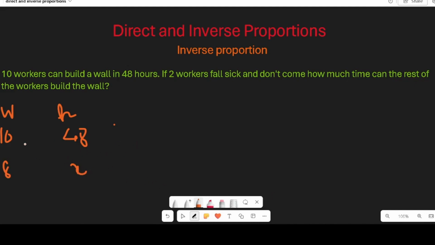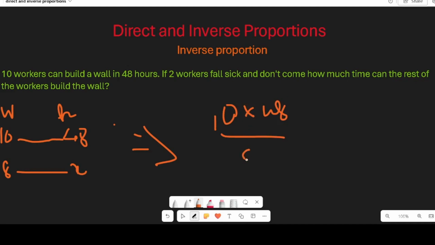As we all know, we multiply the numbers sideways. So that would be 10 into 48 divided by 8. 8 and 8 get cancelled, and you get 6, and 6 into 10 would be 60.